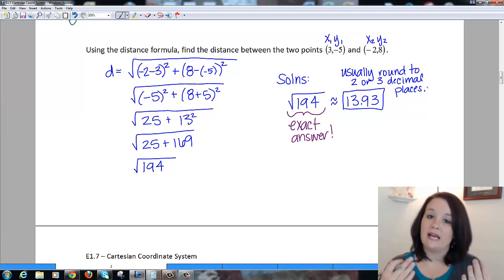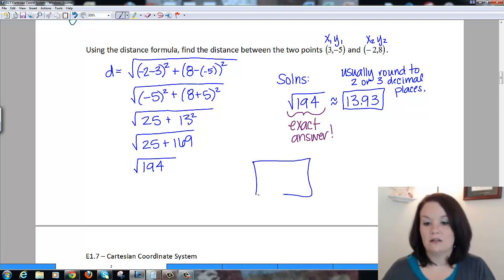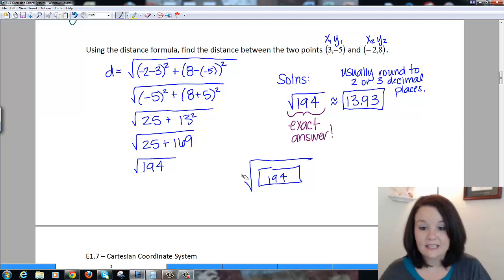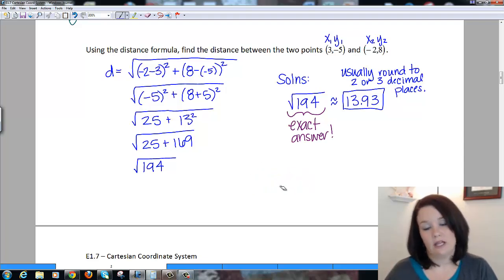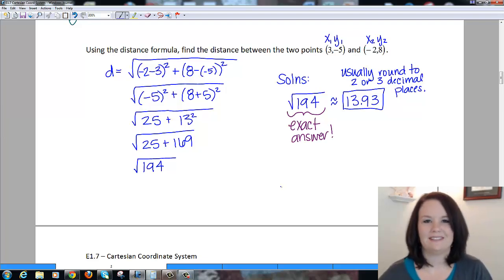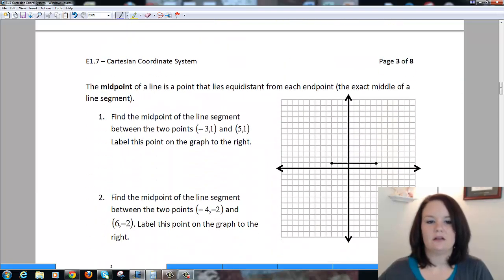Okay, so when it asks you enter your exact answer, most of the time it will give you a box like this, and it'll already have the square root in it, and you'll just put in 194. Or it may look like square root of, and then it may put the box in here and you enter 194. Okay, so your exact answer is when it's under the radical, and then your actual answer that they want you to enter in the end is the decimal that's rounded to 2 or 3 places. Okay, so let's go ahead and move on and look at something else.